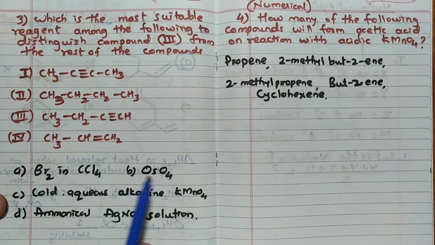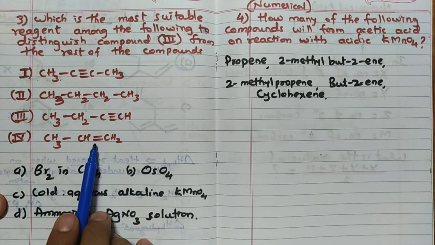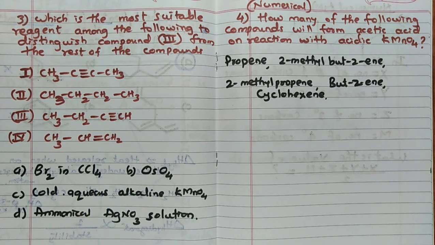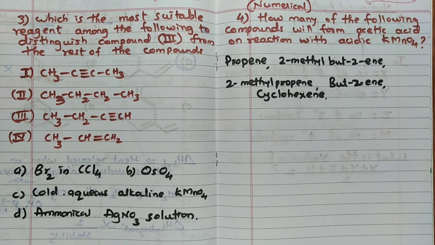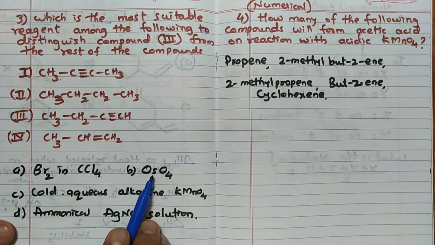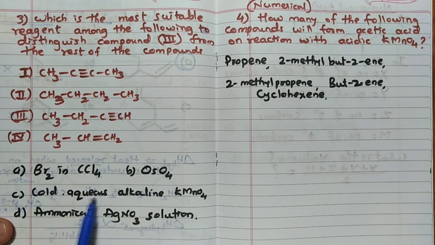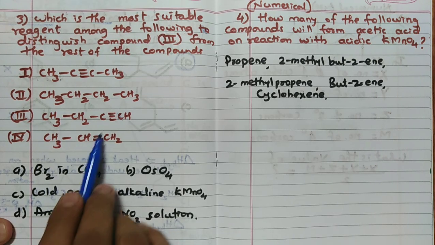Then we know that OsO4 will react with both double bond and triple bond. Osmium tetroxide is the oxidizing agent. I have made a separate video on oxidizing agents in organic chemistry, so please see that under the tips and tricks series. Fine. OsO4 will react with both double bond and triple bond, so you cannot. Cold aqueous alkaline KMnO4 also reacts with both double bond and triple bond.